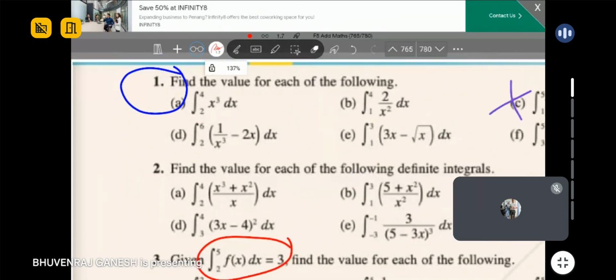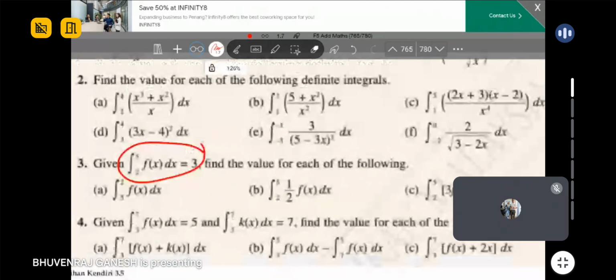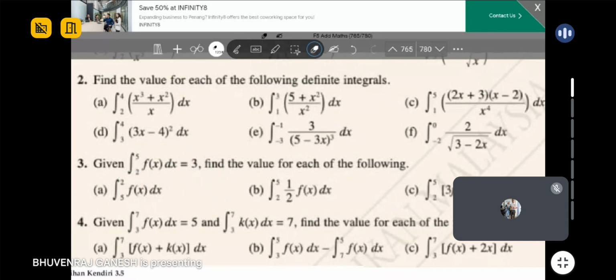Okay guys, so for question number 4, any question you want me to discuss? Soalan 4, anything you find difficult? Ada soalan, boleh tanya, you can ask.